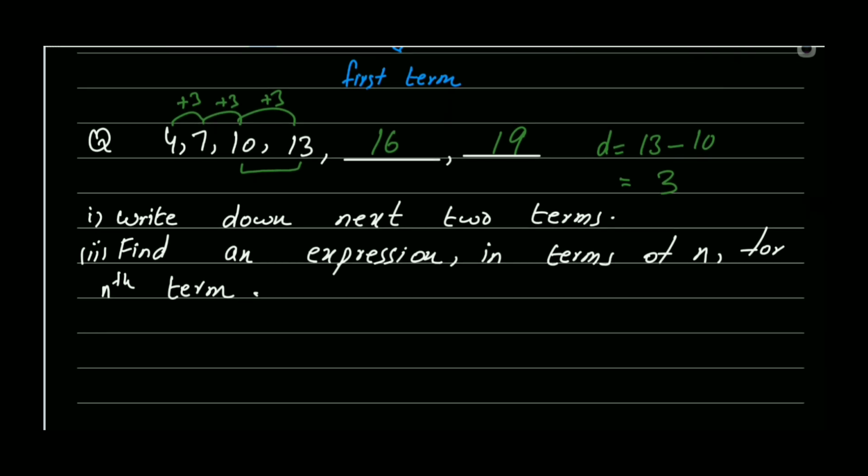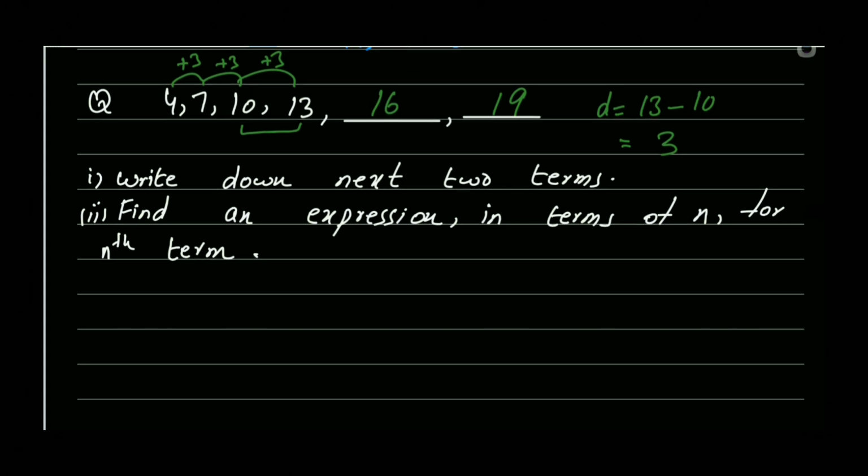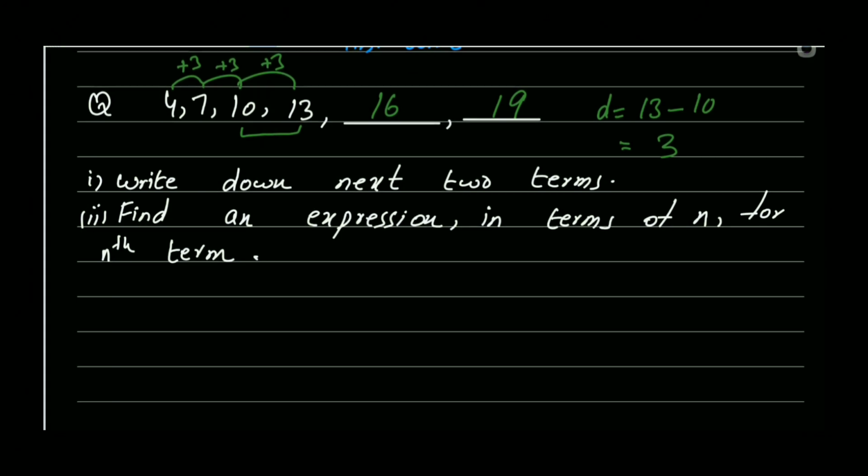Second part, find an expression in terms of n for the nth term. It means we have to find the nth term formula for this sequence. So first of all, we will write the nth term formula, that is a plus n minus 1 d. As I told you, a is the first term of the sequence. So the first term of the sequence is 4. So a is 4 here. What is n? N will be written as it is. And what is d? The difference is 3, that we have already calculated.